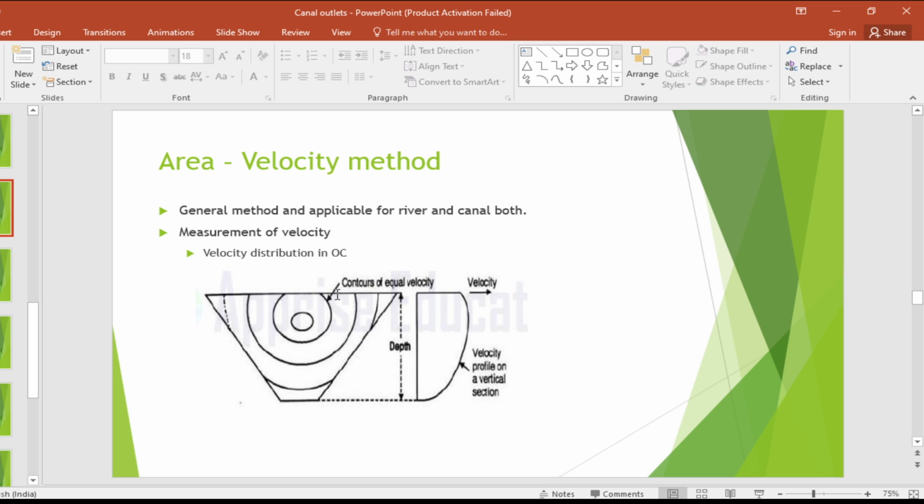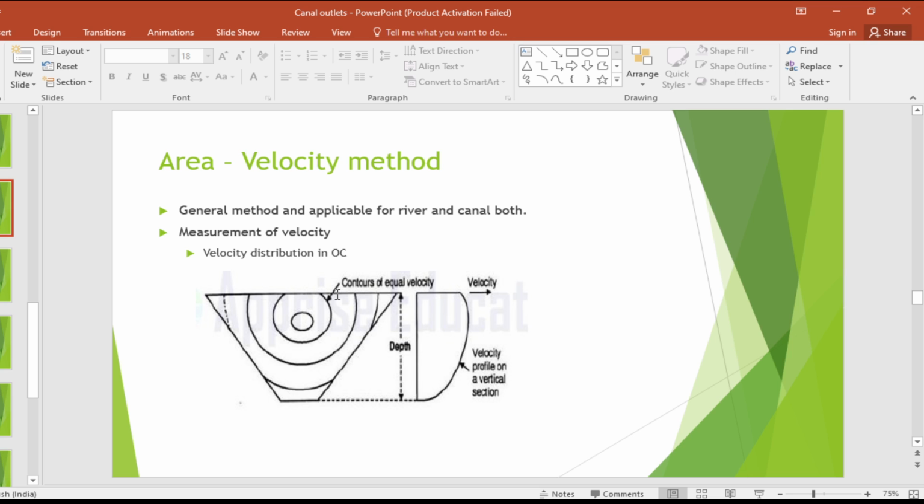In fluid mechanics or applied hydraulics, you have studied that by using the continuity equation we can calculate the discharge as Q equals area into velocity. According to the continuity equation, Q equals A into V. That means we can say A1 V1 equals A2 V2 also. So by this method, discharge is calculated using area into velocity.